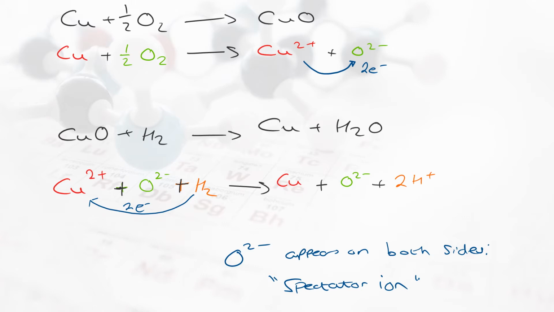So the really key takeaway here is to think about things in terms of electrons, and also that oxidation and reduction have to happen together. If something's oxidized, something else must be reduced.